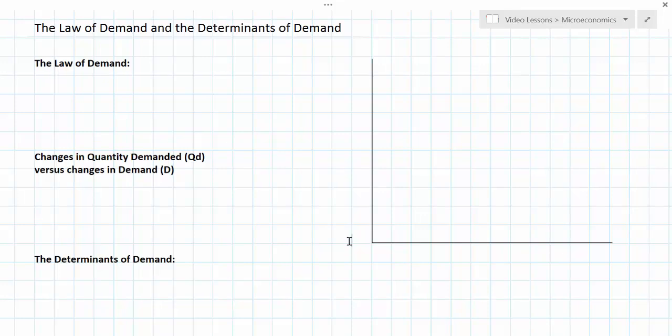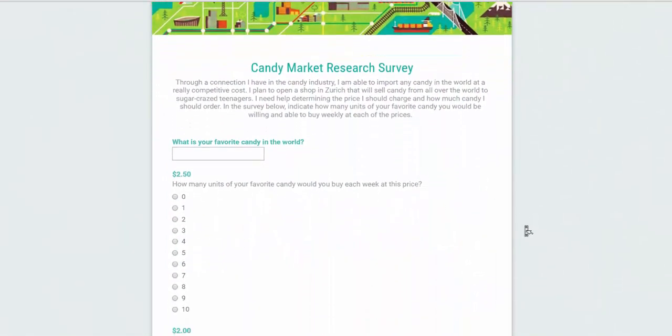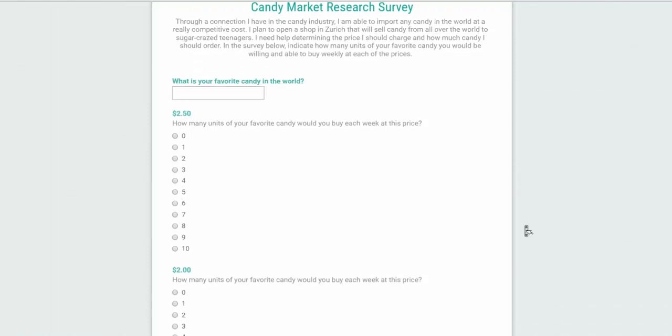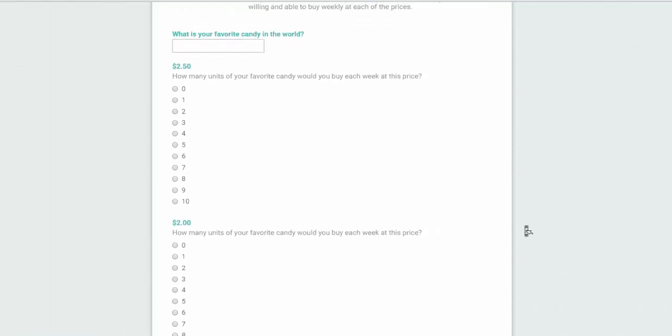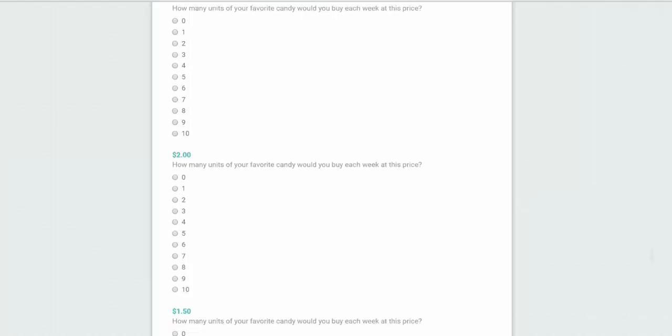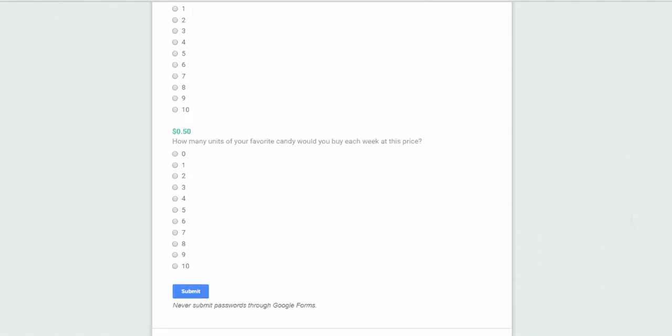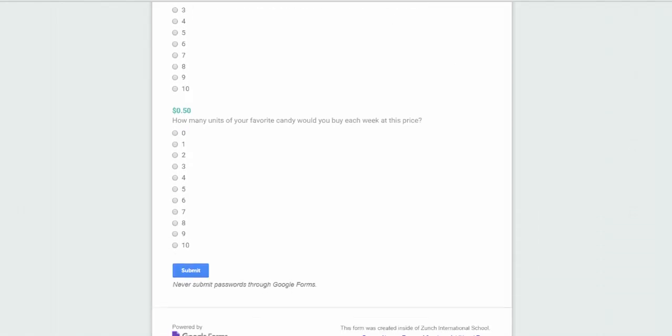To introduce the concept of demand to my own students, I recently gave them a survey asking them how much of their favorite candy in the world they would buy at a range of prices in a week. Every one of my students responded to the survey you see here. First, I asked them what their favorite candy was, and then I asked them how many units or pieces of their favorite candy they would buy at prices ranging from $2.50 to 50 cents. Let's look at some of the results of that survey.